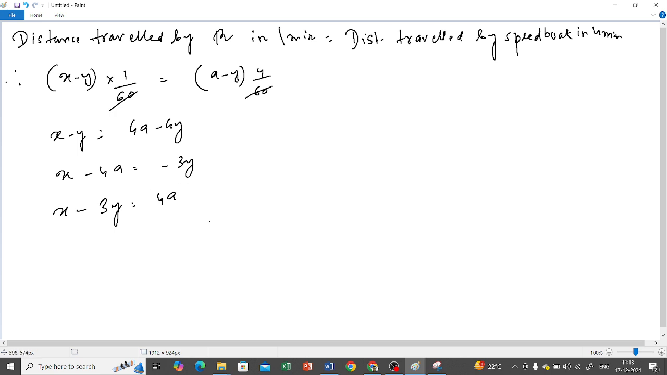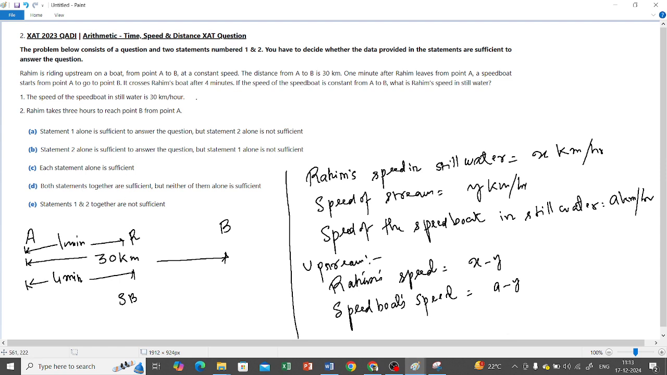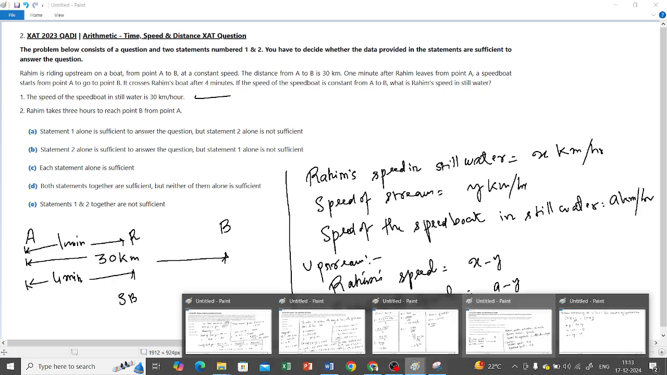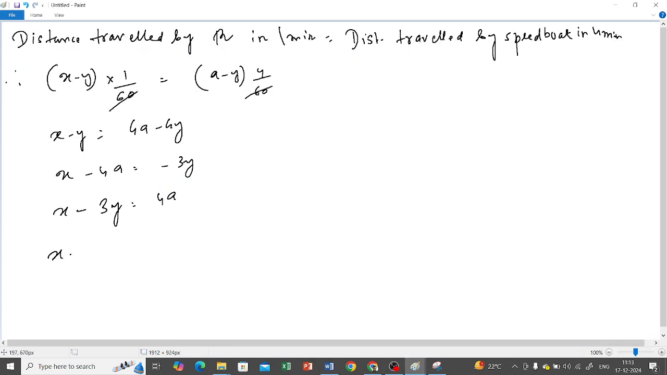Three unknown variables are there. Now we will check which statement is sufficient for us to find these values. If I see statement number 1, the speed of the speedboat in still water is 30 km per hour. That means a is given. If I put my data according to a, which is 4 into 30, that is 120, I get x minus 3y is equal to 120. I don't have any other data. I don't have x and y. So statement 1 is not sufficient.